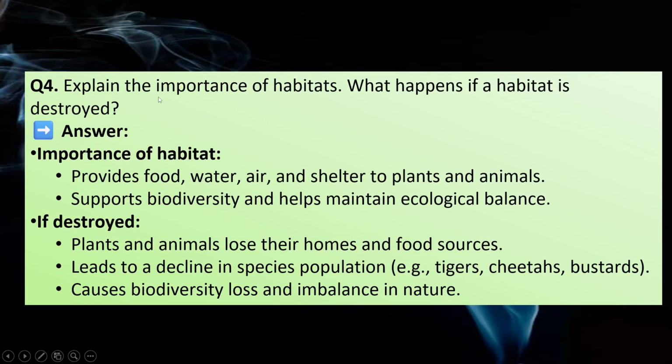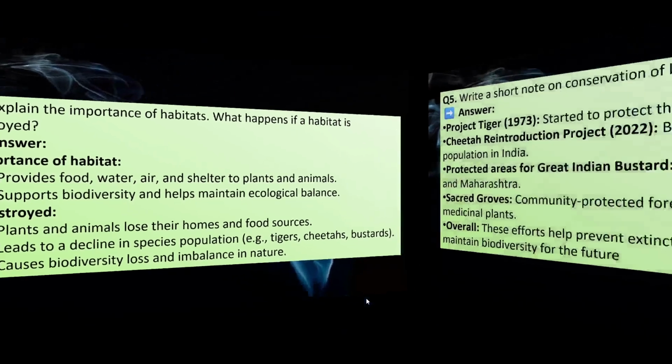Question number 4. Explain the importance of habitats. What happens if a habitat is destroyed? Answer: importance of habitat: it provides food, water, air, and shelter to plants and animals, supports biodiversity, and helps maintain ecological balance. If destroyed, plants and animals lose their homes and food sources, which leads to a decline in species population, for example tigers, cheetahs, and bustards. It causes biodiversity loss and imbalance in nature.